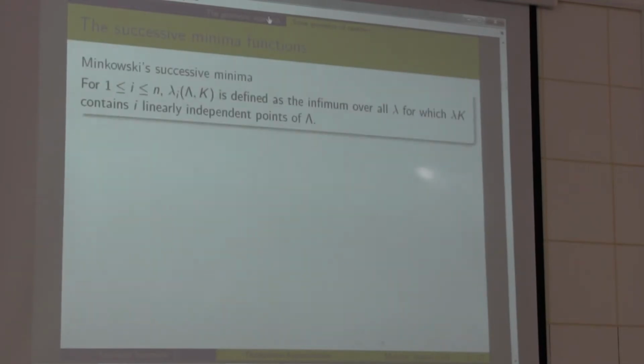Also, Minkowski has introduced a very important notion relative to geometry of numbers, which is the successive minima with respect to a lattice and to a convex body. He defines lambda i to be the infimum over all lambda such that the blow up of the convex body by a factor lambda contains i linearly independent lattice points. In our case here, as the convex body depended on a parameter Q, we will have functions of this parameter that we have to study.